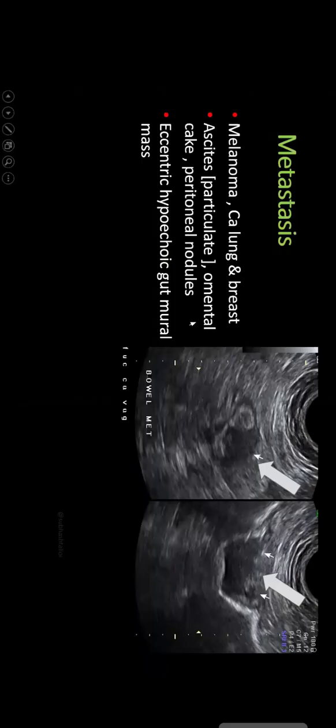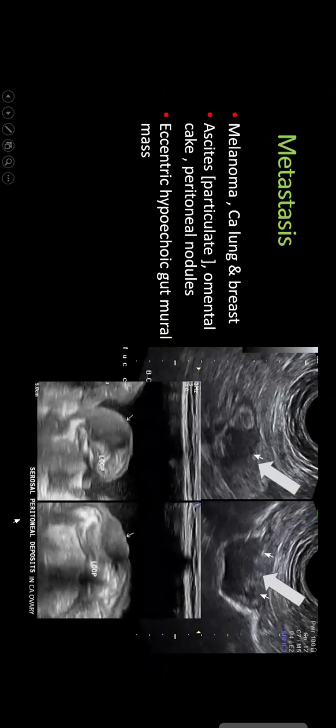We can see ascites, omental caking, peritoneal nodules, eccentric hypoechoic gut, mural or serosal masses. Like in this case, there is a focal deposit in the serosa, a bowel metastatic lesion, a follow-up case of carcinoma vagina showing a focal metastatic lesion. A follow-up case of carcinoma ovary showing a focal serosal mass. There is ascites, peritoneal spread, with multiple mesenteric and omental deposits, as well as a focal, eccentric, exophytic serosal deposit.